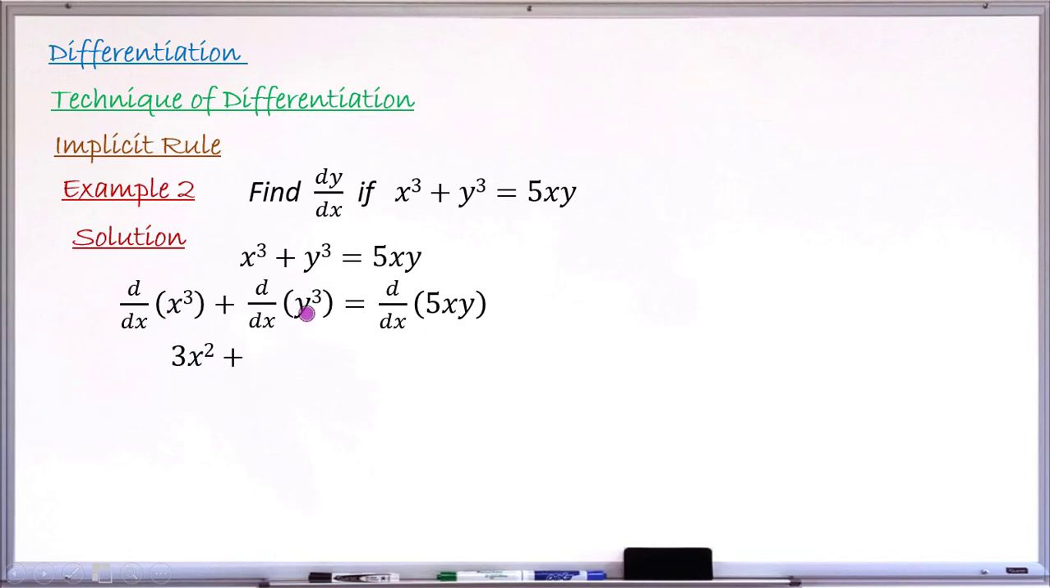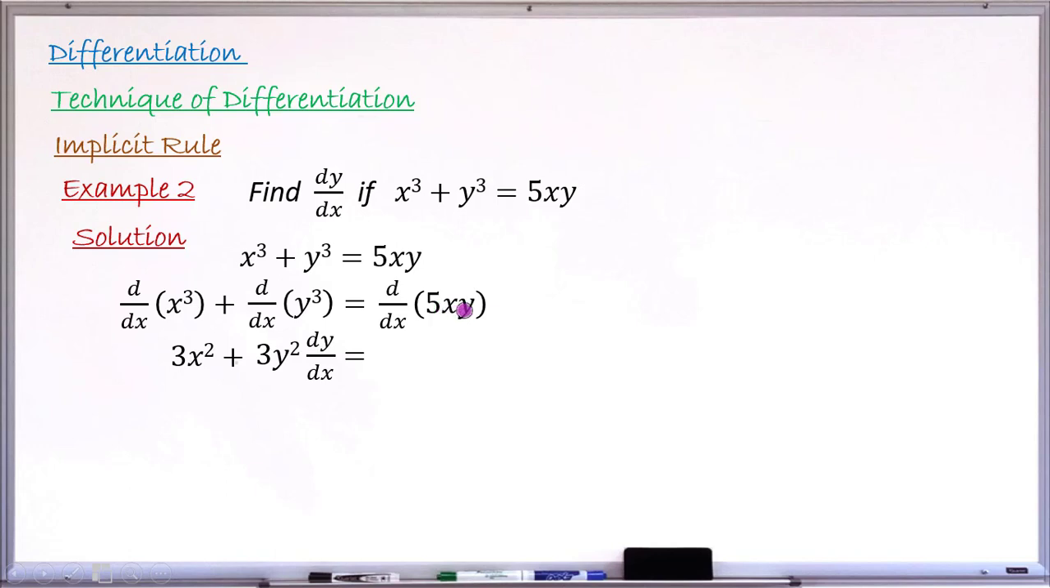And the derivative of y cubed, like I have said, I will repeat also. If you are finding the derivative with respect to x, but the term is not in x, it is in y, then you just find the derivative, then attach or multiply by dy by dx. So the derivative of y cubed is going to be 3y squared times dy by dx. Then I'll come to the right hand side. Here there will be a problem, but don't worry, we have learned the techniques.